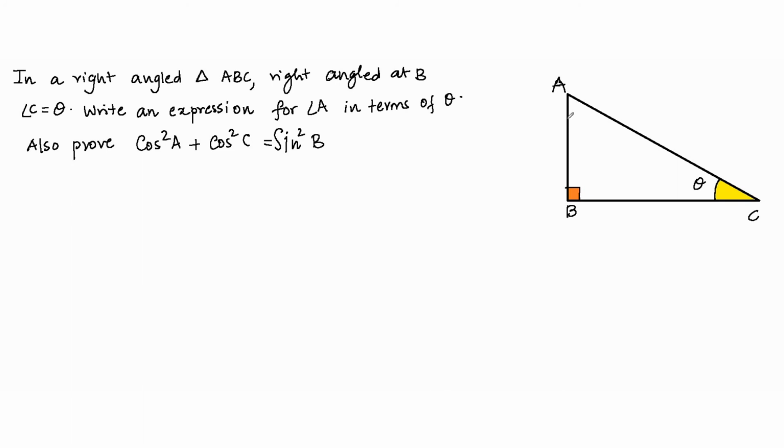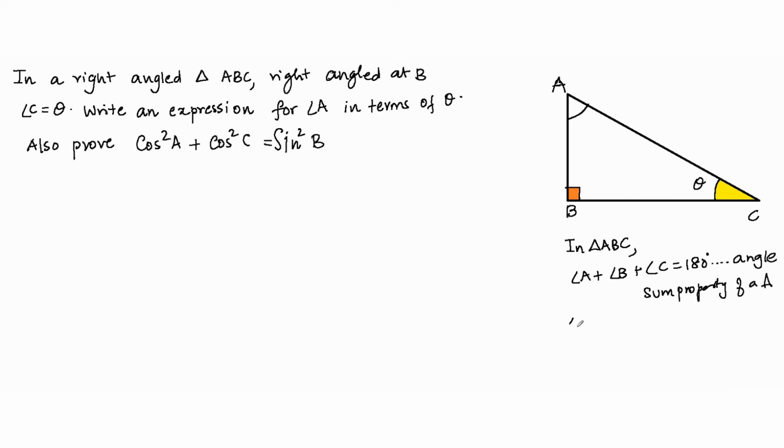Okay, so I have to find an expression for angle A in terms of theta. That's going to be quite simple. I already know the angle sum property of a triangle. So I can say in triangle ABC, I know that angle A plus angle B plus angle C is equal to 180 degrees. And the reason for this is the angle sum property of a triangle.